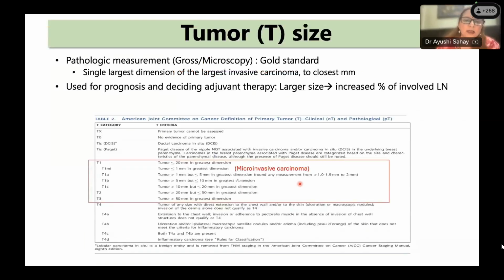So as Ford said, the first most important thing that we do is measure the T size, which is the largest dimension of the largest invasive carcinoma to the closest millimeter. And it is used for prognosis and deciding the adjuvant therapy.